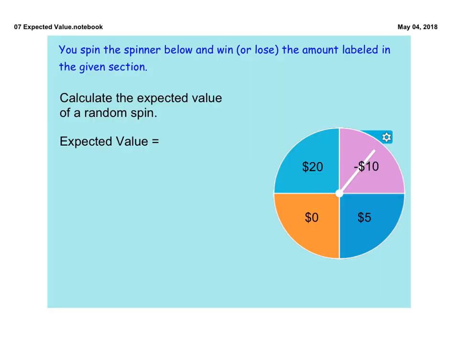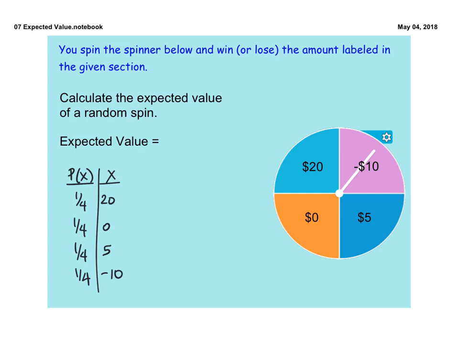All right, so this next one uses a spinner, and you spin the spinner and you will win or lose, because there's a negative value on there, the amount labeled in each section. So in this one, when I'm thinking about the probability of different events, I see that they're all split up into fourths. Each of those situations has a 1/4 chance of happening. And what would I receive in each of those? Well, there's one where you'd receive 20, 0, 5, and -10. It's important to keep that negative on there.